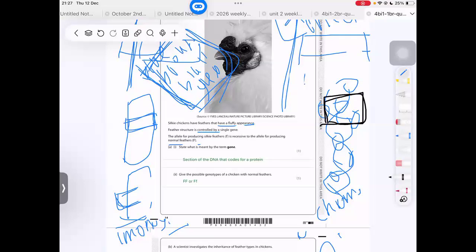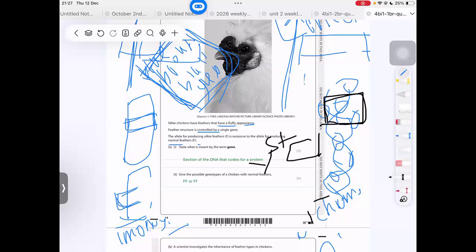If you have written section, part or length of the DNA, or you can also write of the chromosome, because DNA and chromosome are the same thing. Chromosome means DNA with histone proteins, that codes for a protein. If you have written polypeptide instead of protein, you can get that mark as well. But you can't write strand of DNA that codes for a protein. You must mention whether it's a section, a length, or a part. Then you can get this 1 mark.